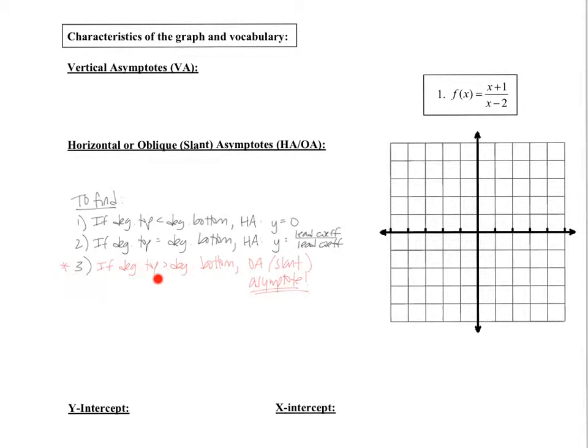That's when the degree of the numerator is bigger than the degree of the denominator. That means you do not have a horizontal asymptote, you have a slant asymptote, which is called an oblique asymptote. So that is the third case, and it's actually not a horizontal line. It is a slanted y equals mx plus b line. So that's what we're going to be talking about today. Now I'm going to pause the video, flip to the oblique asymptote section, and start filling some stuff in.